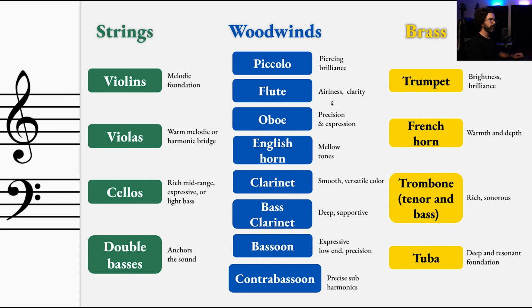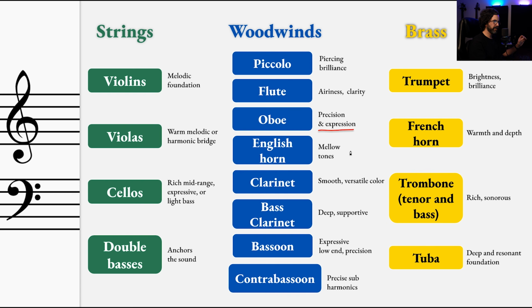So as we start to present all of these instruments, it's really amazing because you can now make links between some of them and start to see how these interact with each other. But let's not get too much ahead of ourselves. Let's keep presenting these. So the oboe now, precision and expression.